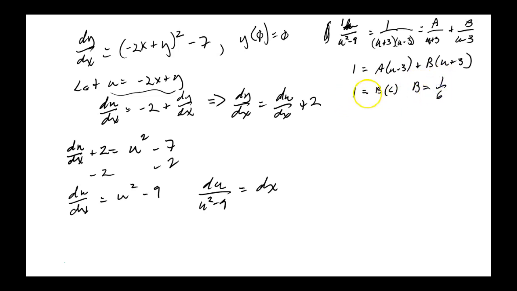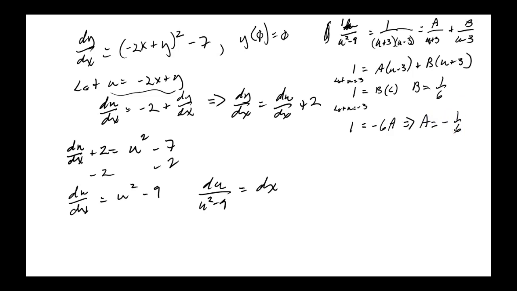1/6. And then you could do the other one: let u equal negative 3. And what do you get? 1 is equal to negative 6a, and b goes to 0. I mean, the u plus 3 goes to 0, so that's out. So that implies that a is equal to negative 1/6.